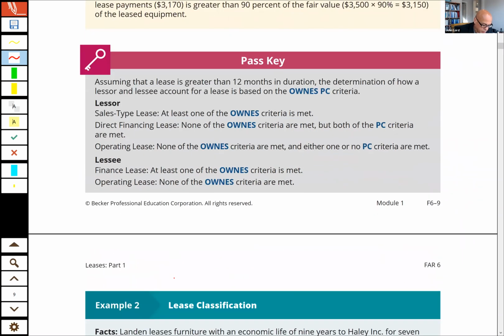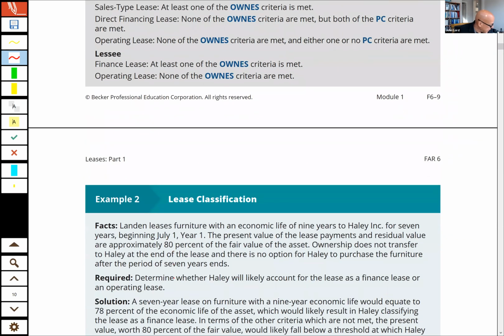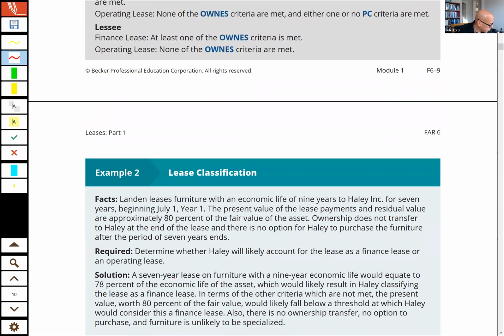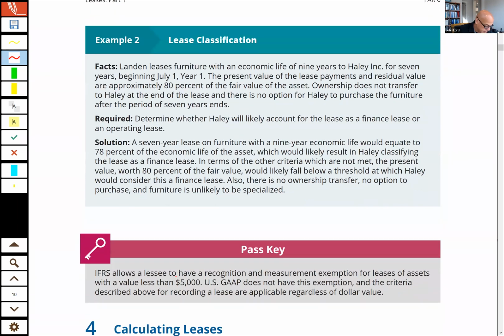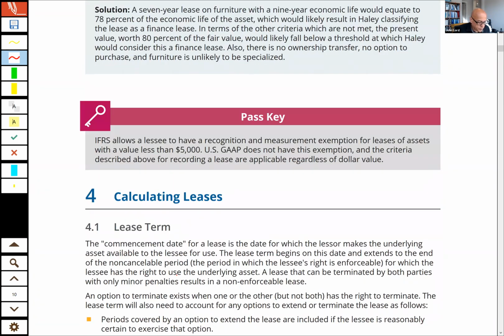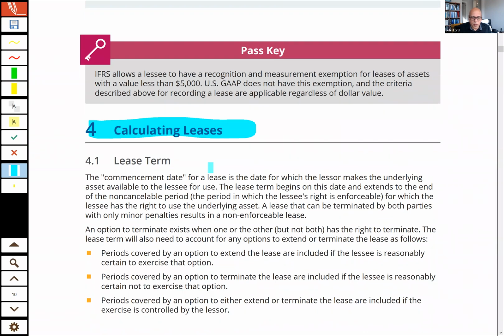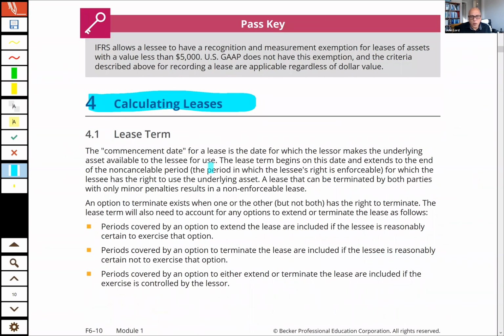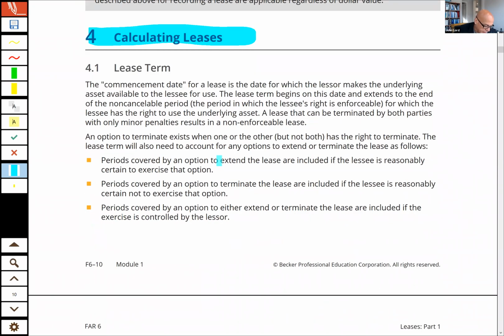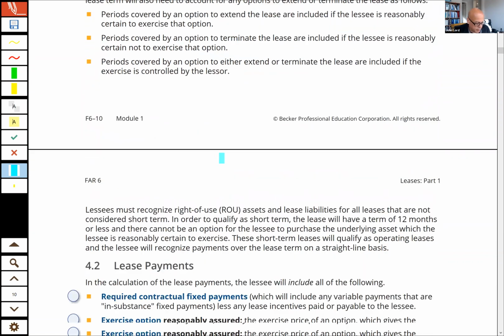Let's go ahead then, and let's take a look then at the next page. Okay, since we see how we would use that criteria. And let's start to look at calculating the lease. Okay, and we know that we're going to be considering the payments and whatnot that will be made to determine what we should be recording as something called the right of use asset.